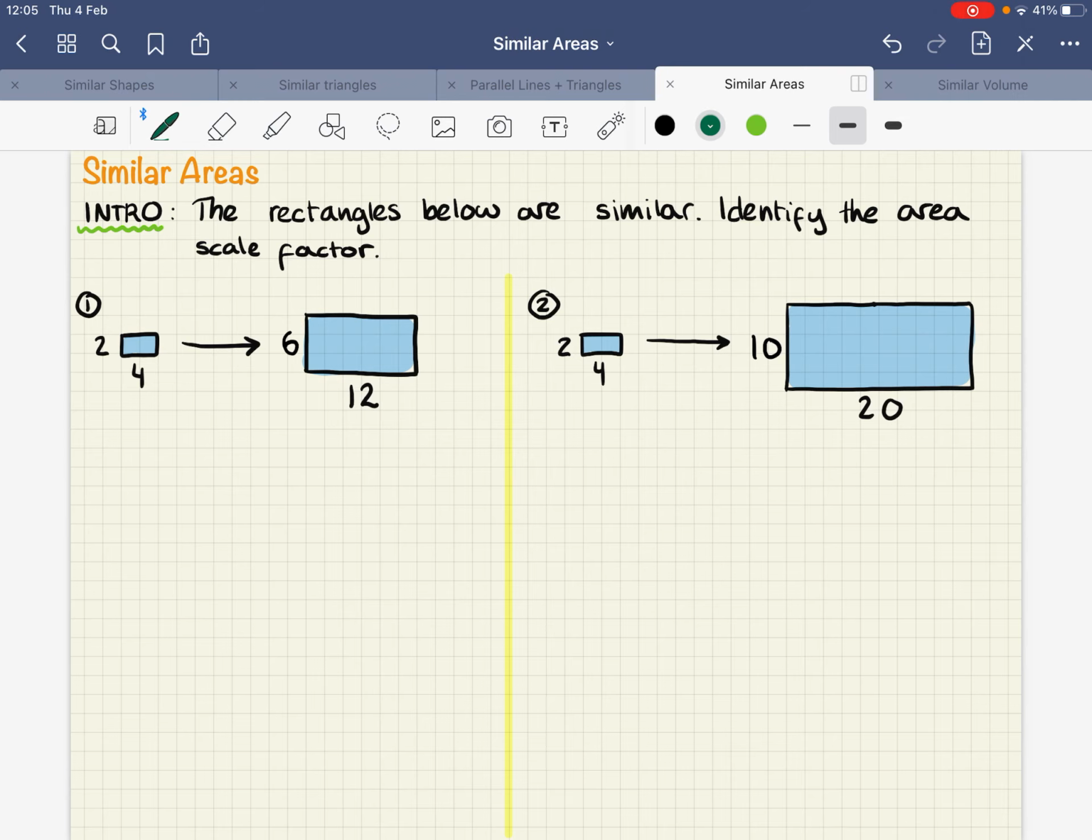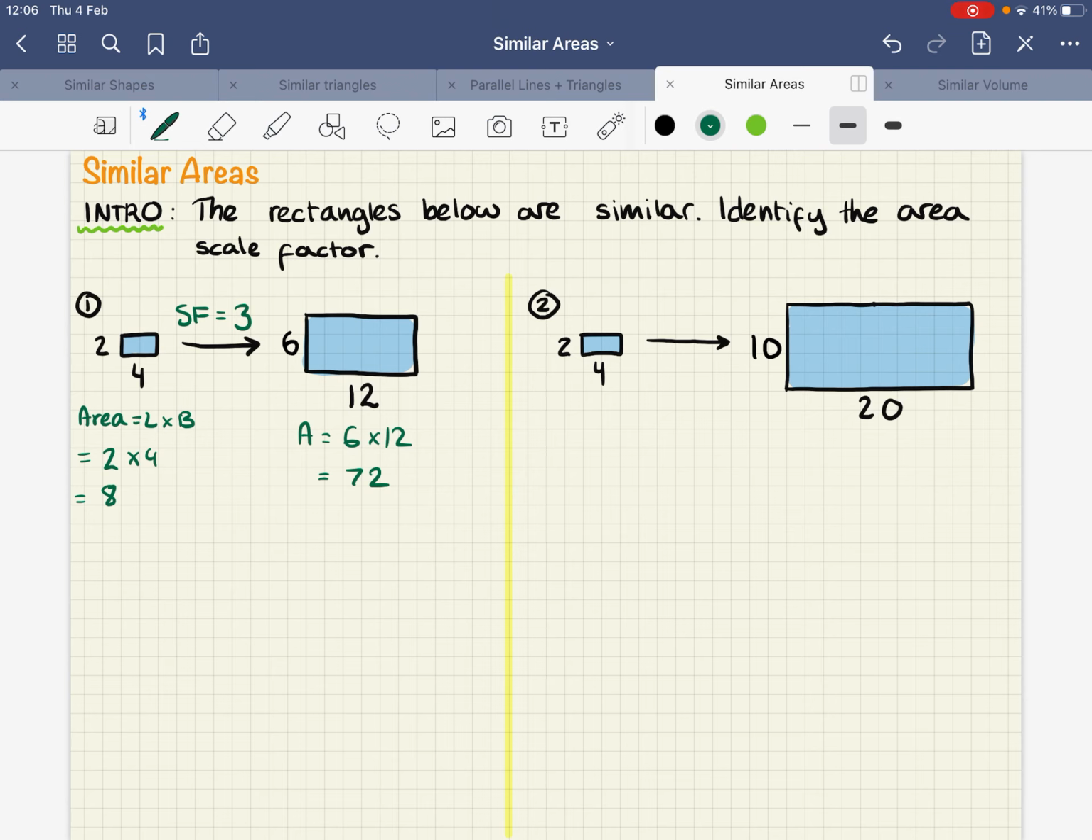So to begin with, let's look at question 1 here. So I've got two rectangles and we can see here my linear scale factor is 3 because 2 times 3 would give me 6, 4 times 3 gives me 12. So that's how much it's increased by. So what I'm going to do, I'm going to find the area of each of these. Because it's a rectangle, it's length times breadth. So I'm doing 2 times 4 there, which is 8. And over here for this one, it'll be 6 times the 12, which is going to be 72.